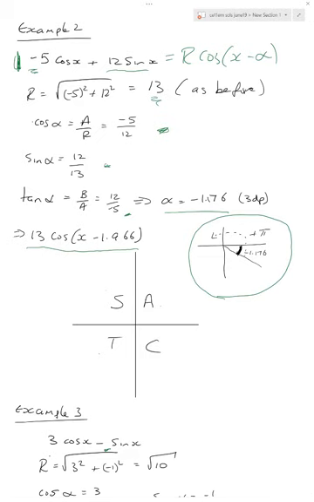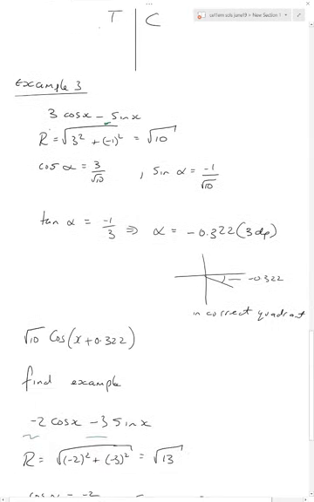Okay, let's do another example. Example 3: 3 cos x minus sin x. Could we rewrite that in terms of r cos(x minus alpha)? Well, slight change from the previous example. Now the negative is in front of the sine term. So in terms of working out r, ever so straightforward. We have 3 squared plus minus 1 squared, square rooted, so we get root 10. Cosine of alpha is 3 over root 10, leading to sine of alpha to be minus 1 over root 10.